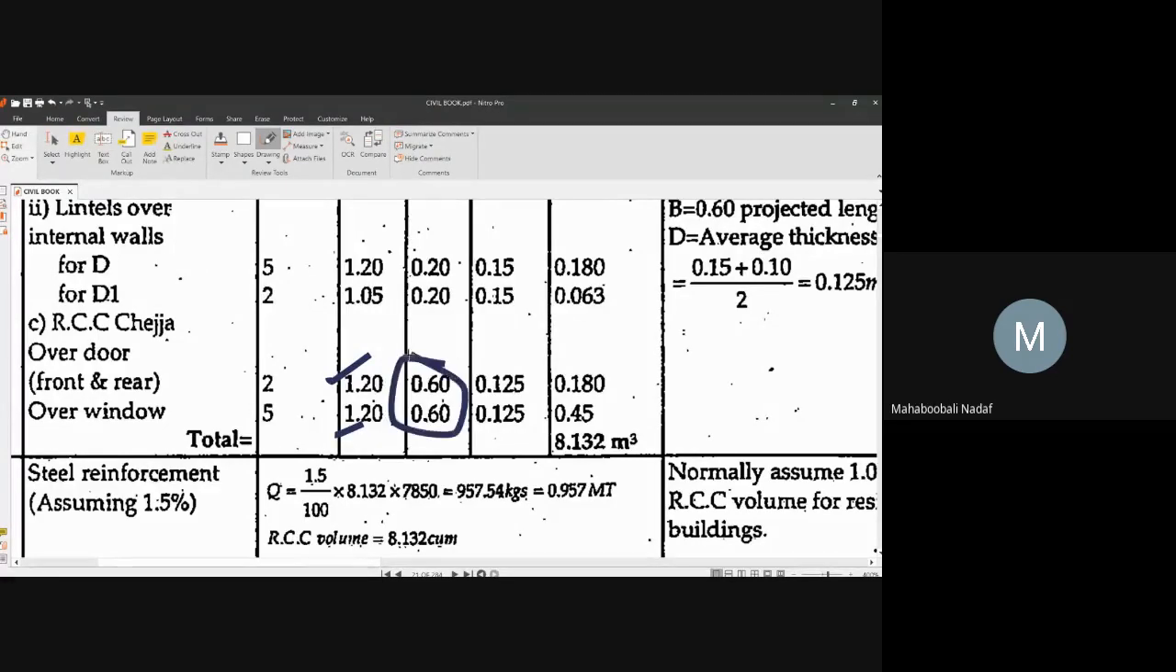0.6 is given in the cross section. 0.125 is the average thickness, or average depth of the chajja. So how many doors? 2. How many windows? 5. So that many chajja projections are there. If you add all those things, you will get 8.132. Is that clear? Yes, sir.